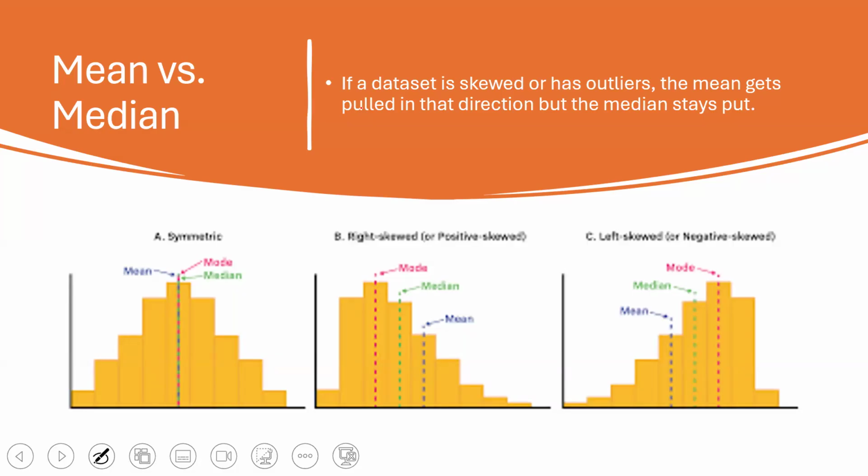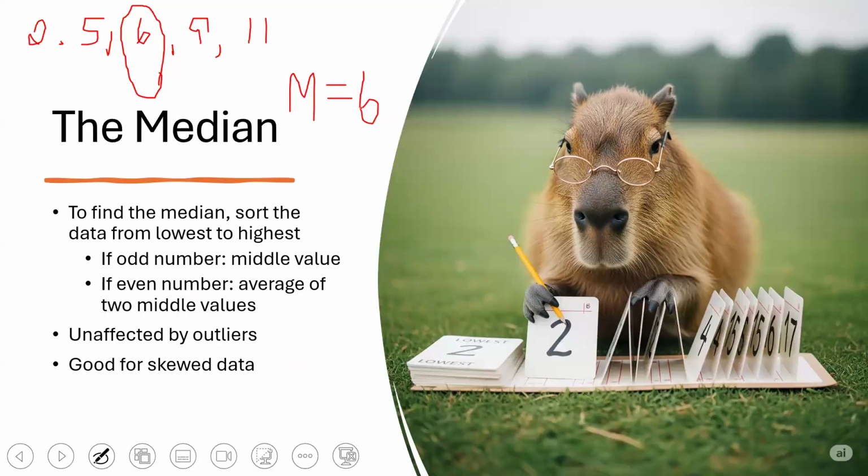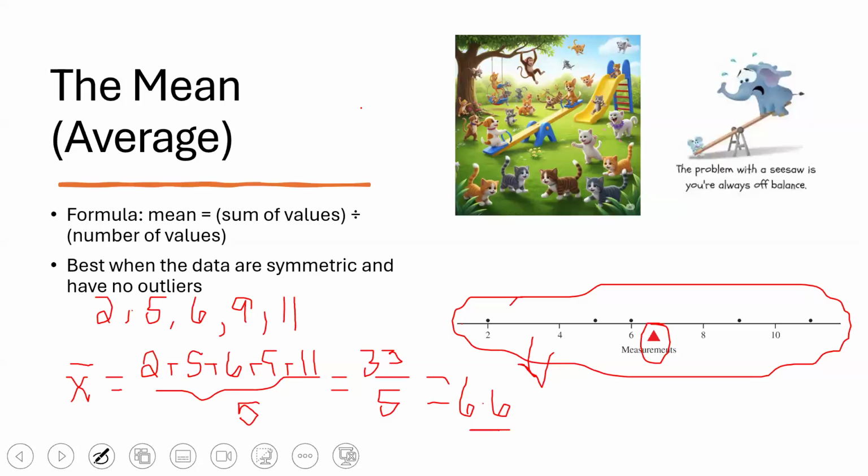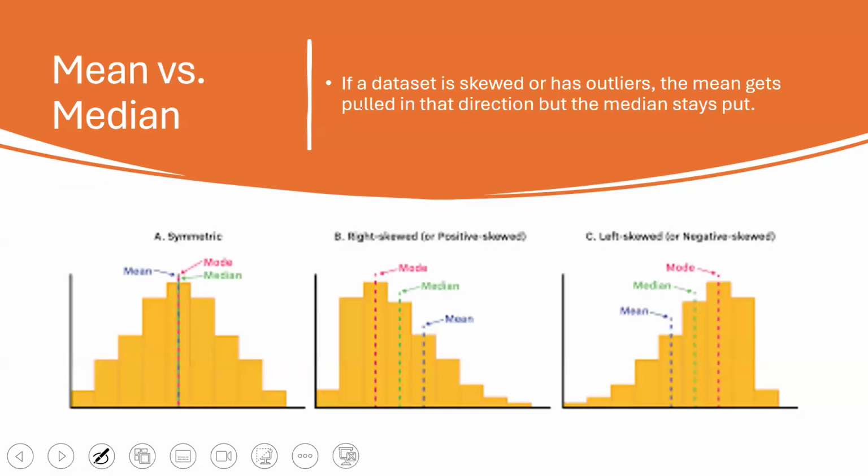So, for the data from the dot plot we were working on, we saw that the median, 6, was lower than the mean, 6.6. If the median's lower than the mean, that tells us how our skew is.